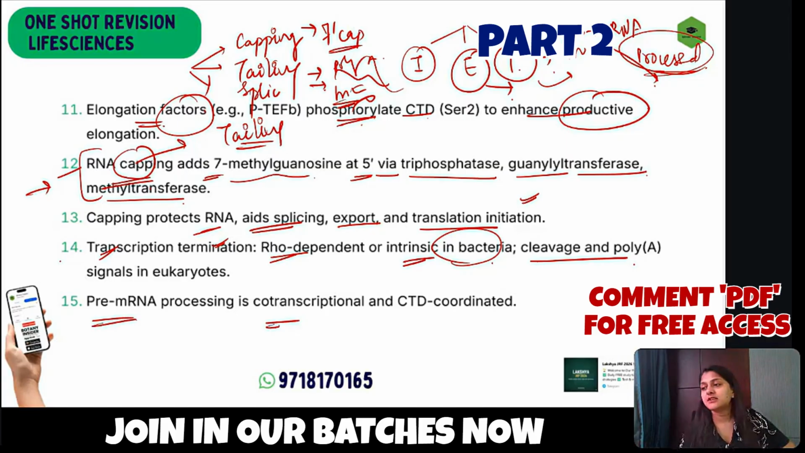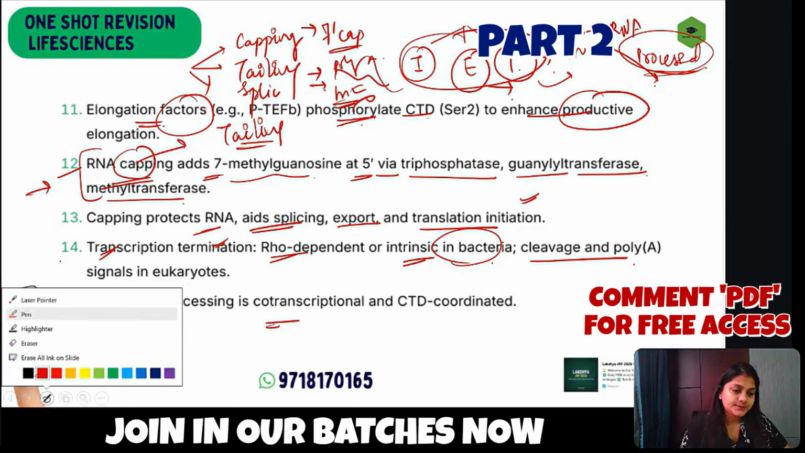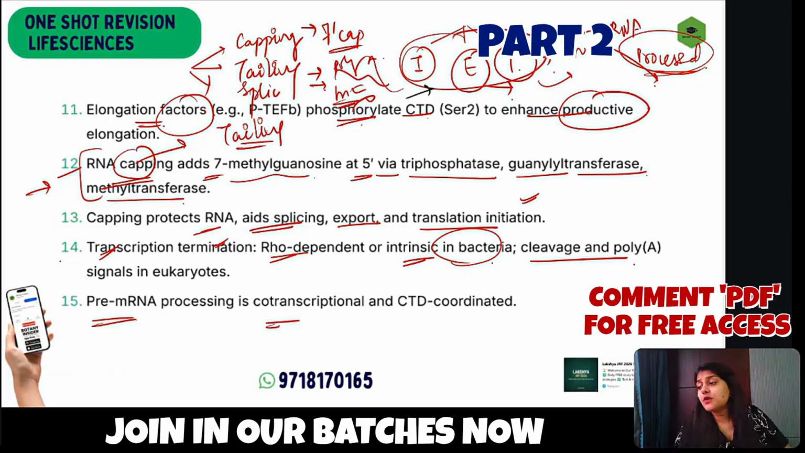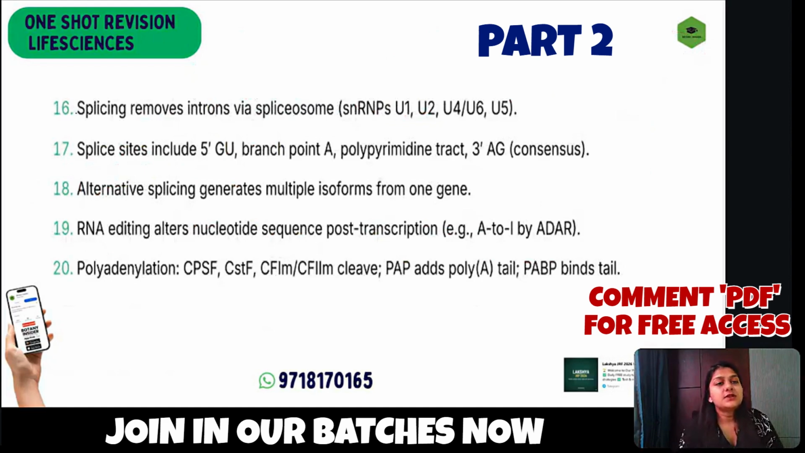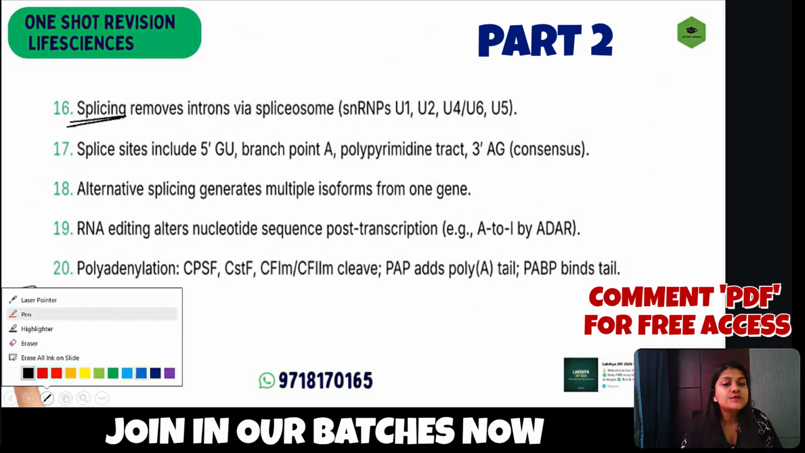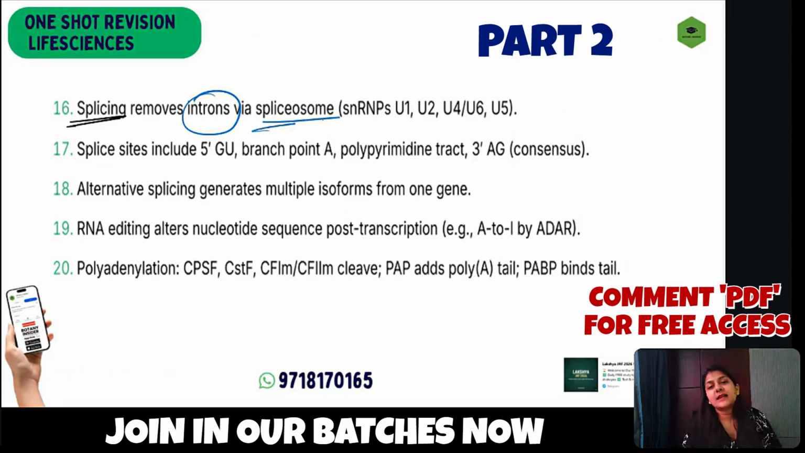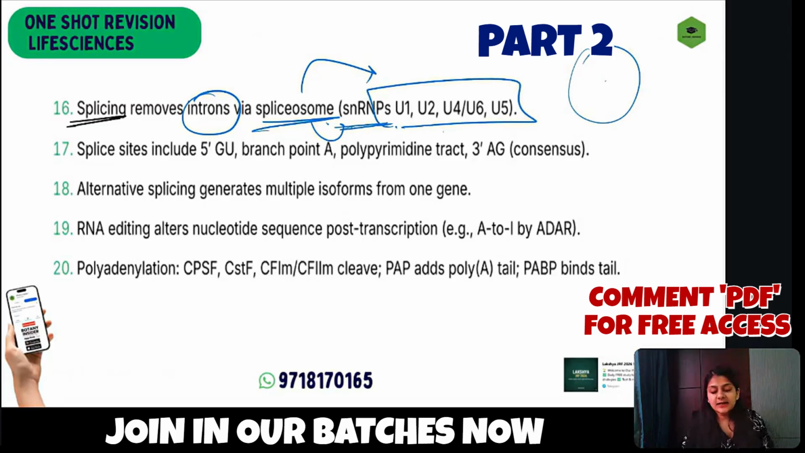What do you mean by co-transcriptional? So during the process of your transcription, when the transcription is ongoing, during this time only the processing starts, right? So that's the reason why it is co-transcriptional. Along with the transcription it is happening, right? Then what is the functionality of splicing? So splicing removes the introns via the spliceosome. The spliceosome is made up of a complex of snRNPs. These are the various snRNPs that join together to make up a complex called the spliceosome.